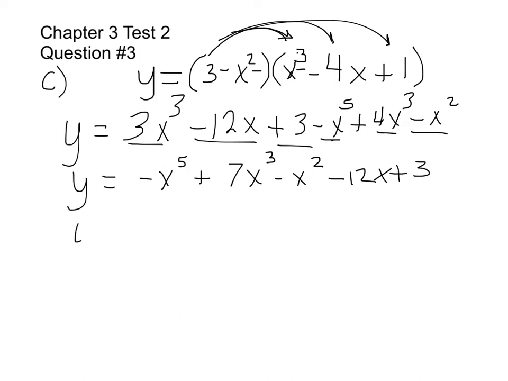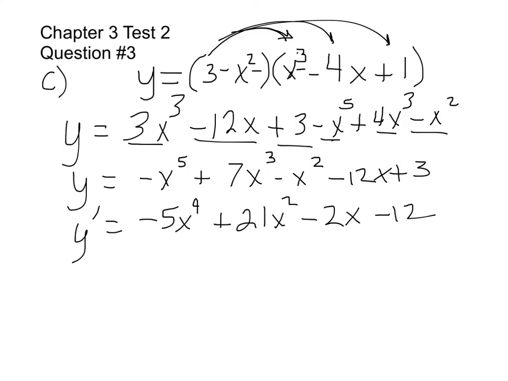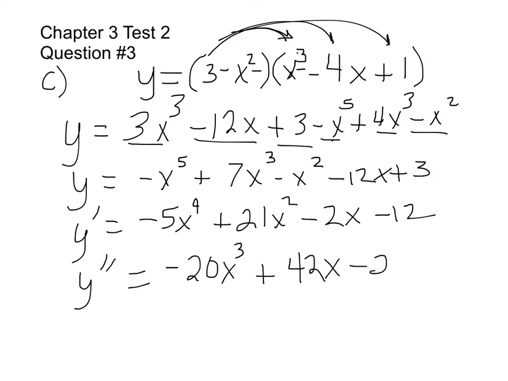So now it's easy to go ahead and find the derivative. So I'd have minus 5x to the 4th, I brought the 5 down, subtracted 1, plus 3 times 7, 21x squared, minus 2x, minus 12. Of course the 3 is a constant, so that goes away. Then the second derivative, 4 times negative 5 would be negative 20, subtract 1. 21 times 2 would be 42, subtract 1, and then minus 2.